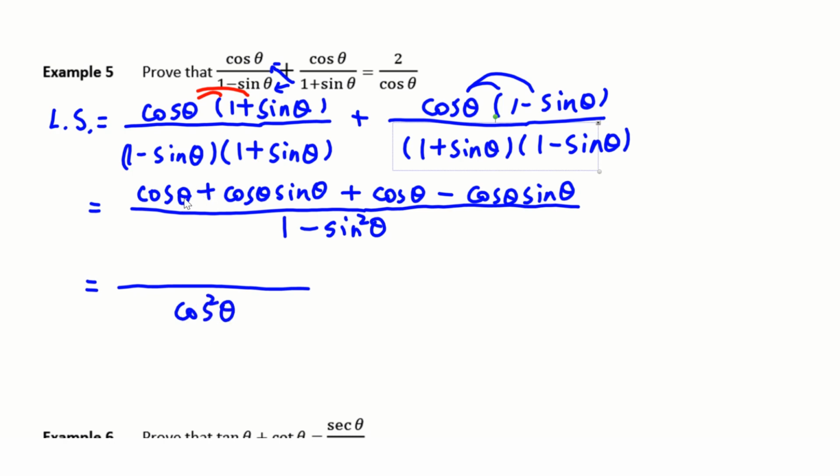squared theta. Then cosine theta plus cosine theta are like terms, so 2 cosine theta. Plus cosine theta sine theta minus cosine theta sine theta, they cancel out, it's 0. After that, we cancel the common factor, cosine theta, so 2 over cosine squared theta divided by cosine theta gives 2 over cosine theta. And that is your right side. This is done, the cosine theta cancels out, and therefore it is proven.